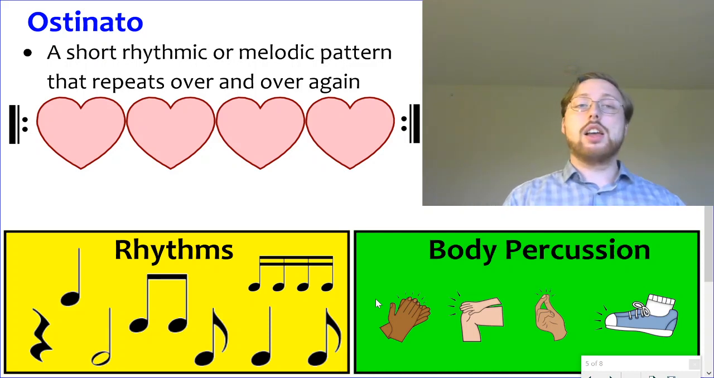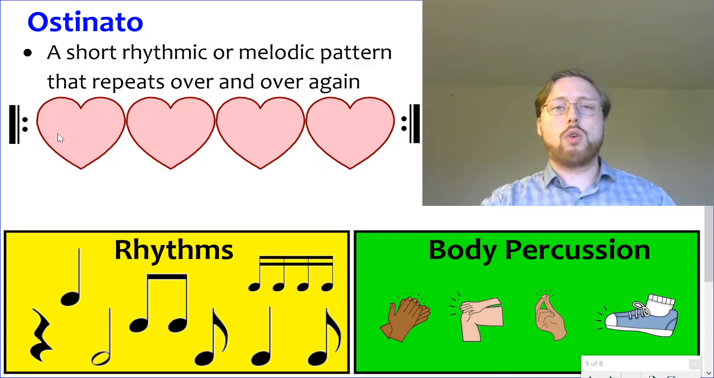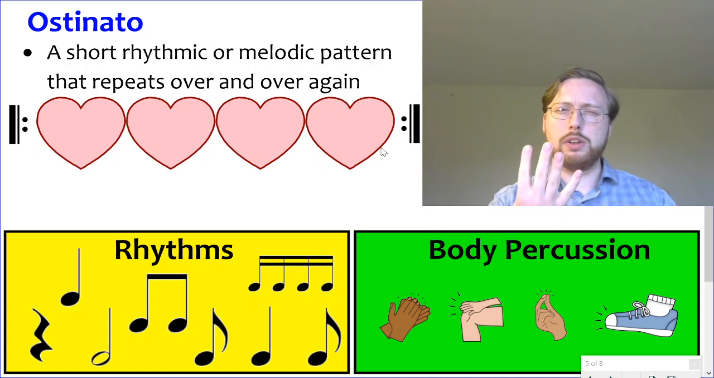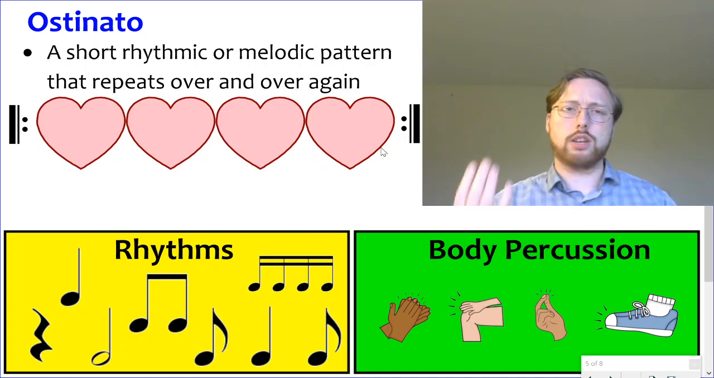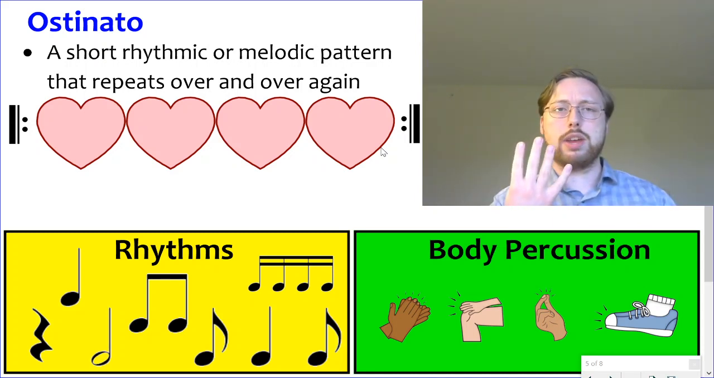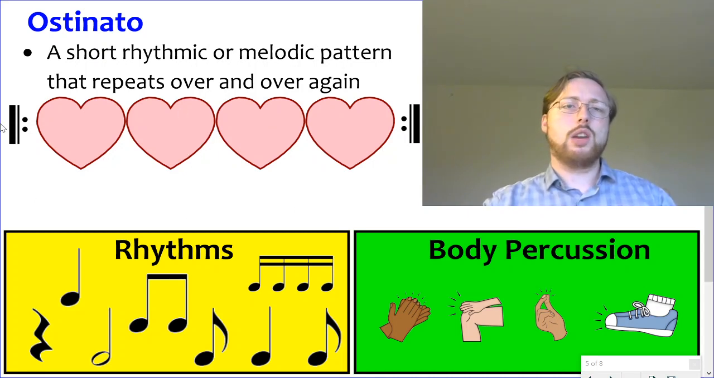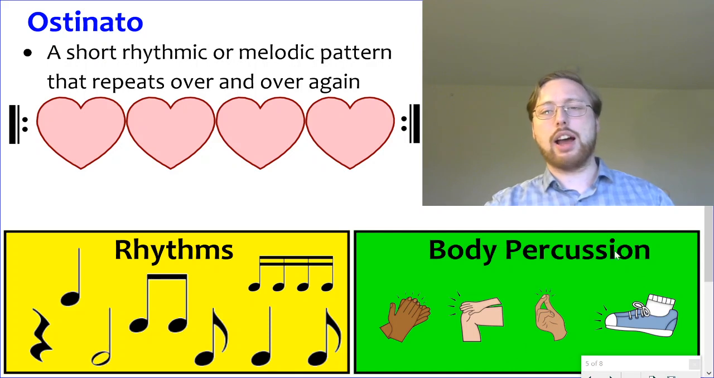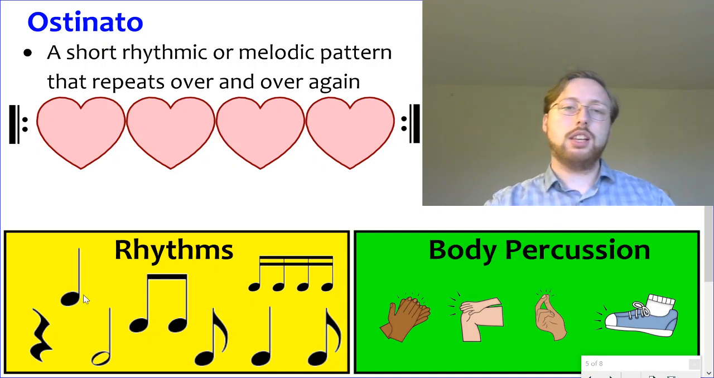So, on the board, I've got our 4 heartbeats because our pattern is 4 beats long. We're going to keep our pattern 4 beats long because our meter, as I said before, in our song, the rhythm, is 4 beats long for each measure. So this is 1 measure long. We've got our repeat signs on either side, and we've got our rhythms to choose from and our body percussion to choose from. So let's do a couple.